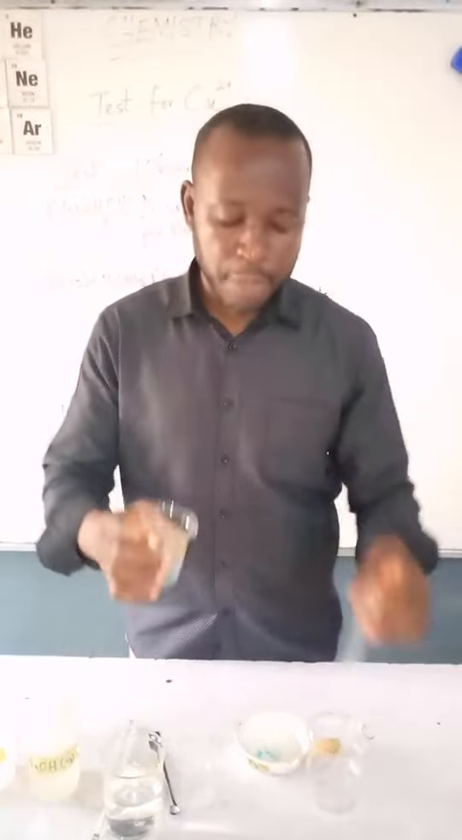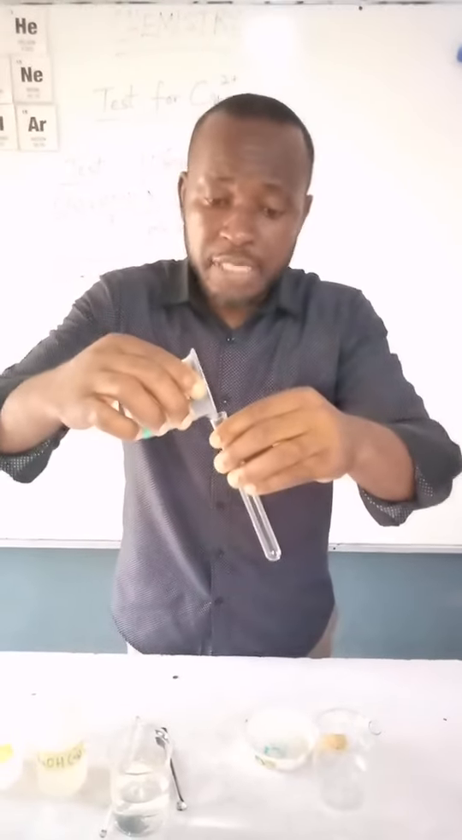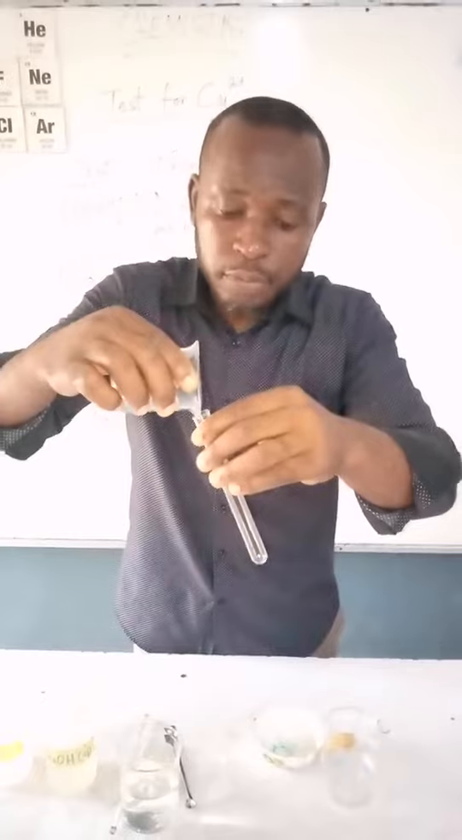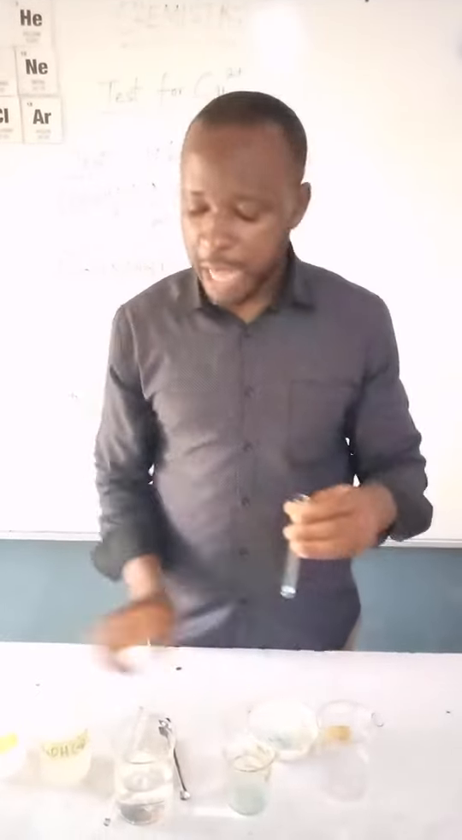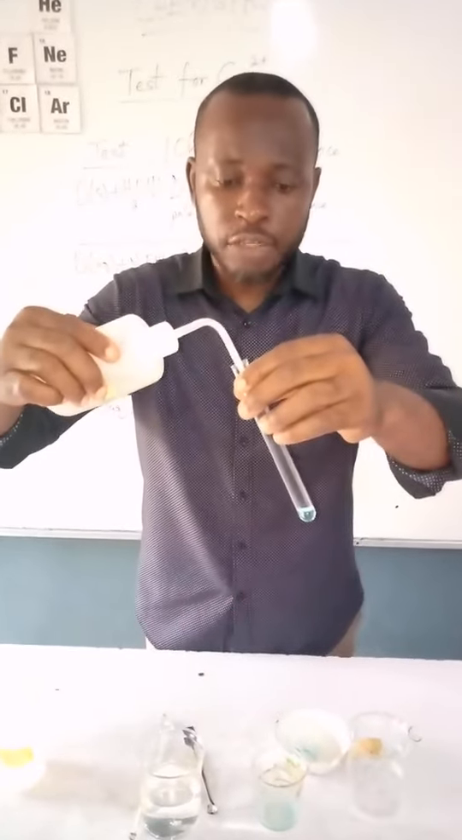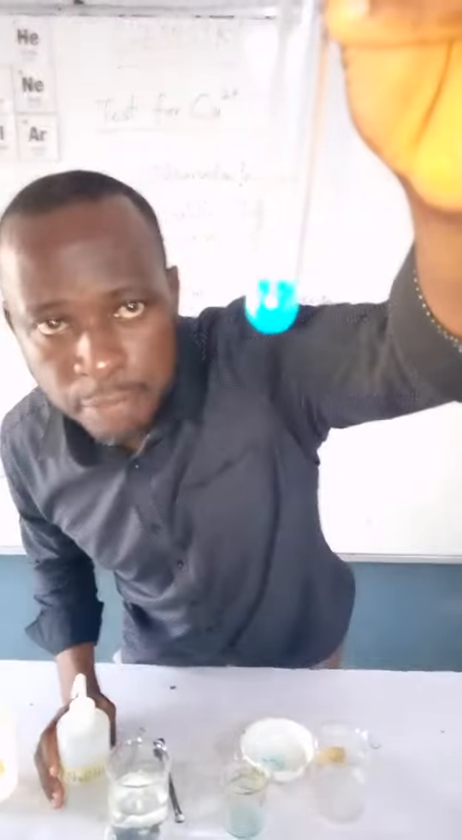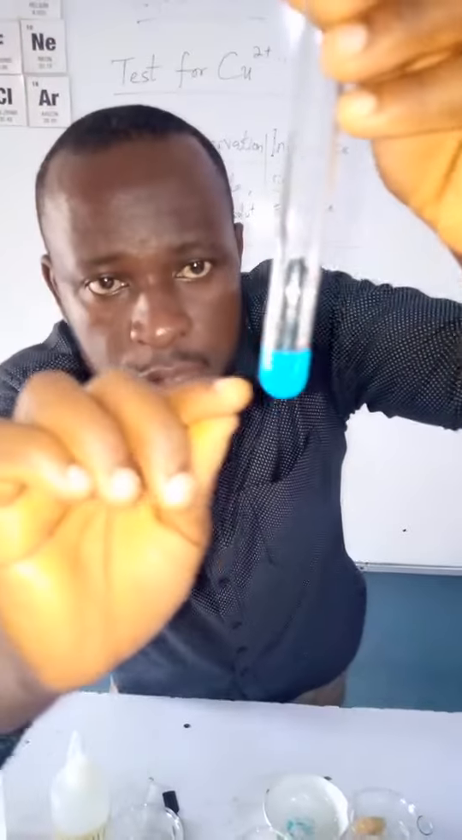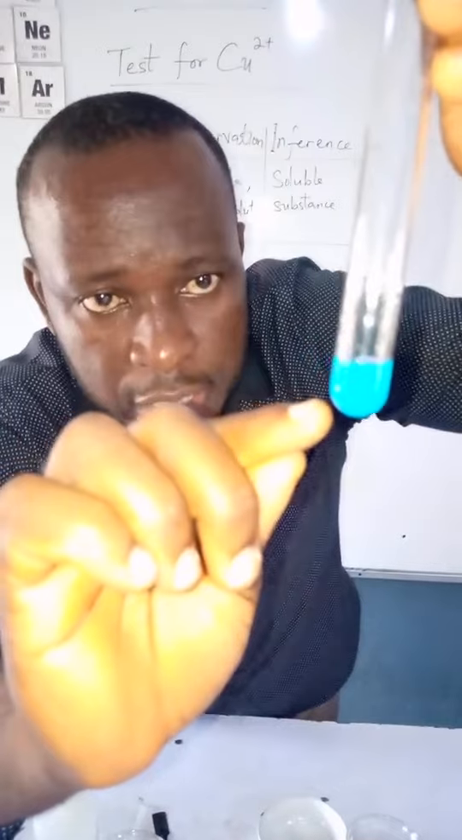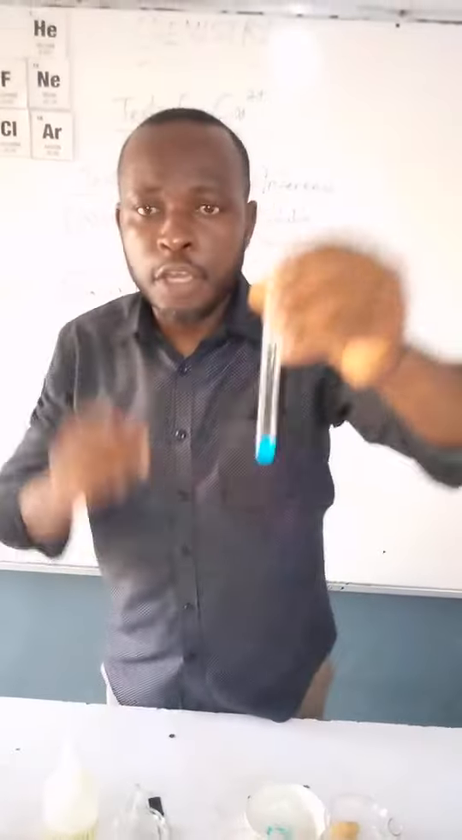Then take about 2 cm cube of the sample in a test tube, and you add drops of sodium hydroxide. You add sodium hydroxide in drops first, and when you add, you observe a precipitate that looks like a gelatinous precipitate, blue gelatinous precipitate in drops.